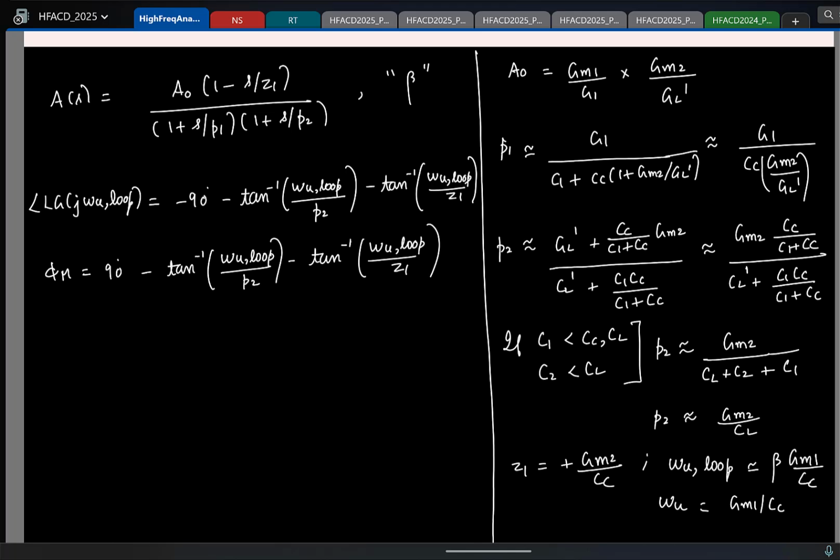Okay, so now let's simplify this. I have omega u loop. Omega u loop is beta gm1 by cc. The zero location is gm2 by cc. I take the ratio of these two. Cc goes off. So this I can further approximate as beta times gm1 by gm2.